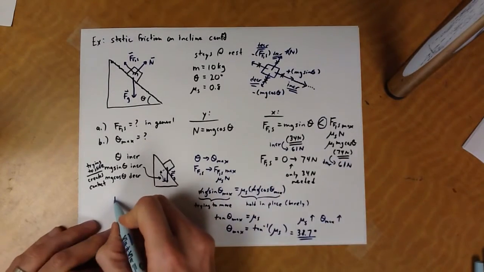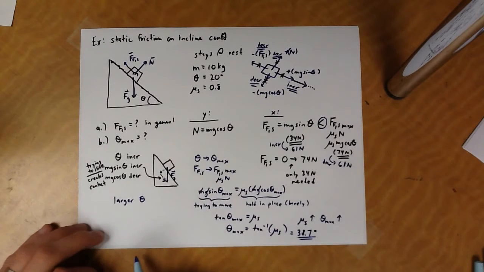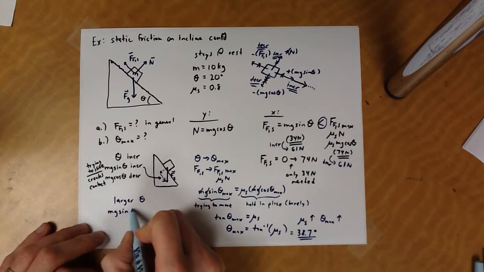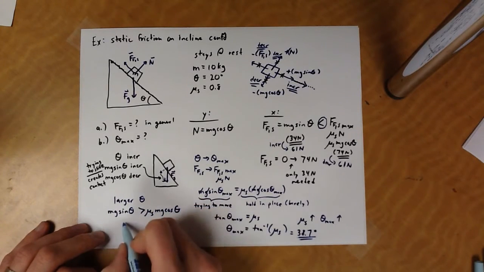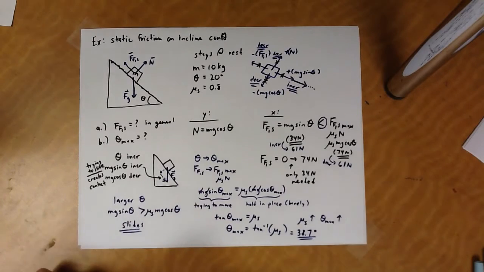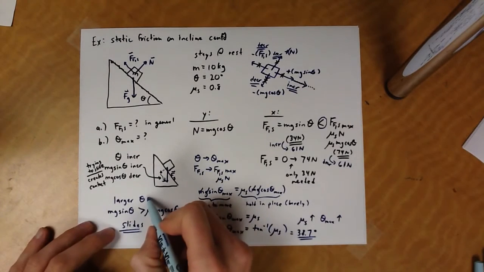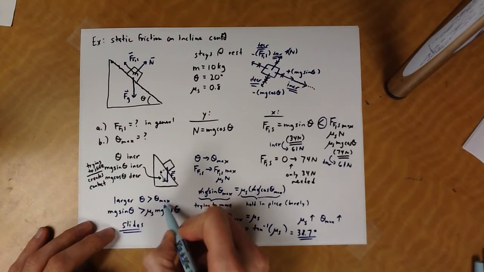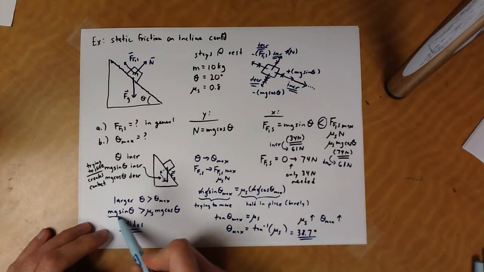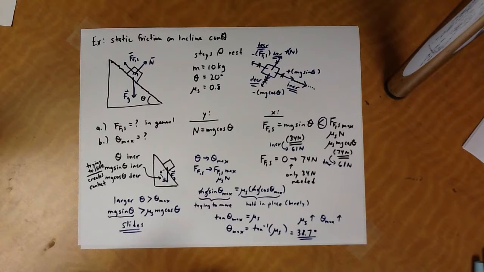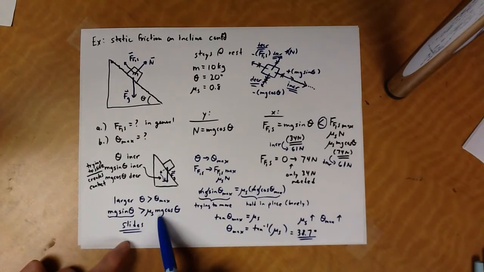For larger angles, what's going to happen is that mg sine theta is even larger, and it's going to exceed the most that friction can hold back, and so it will have to slide. So that's what happens for larger theta. Theta is bigger than theta max. In this case, bigger than 38.7 degrees, something will slide. So if you place it on the incline, it cannot stay at rest. Static friction is not strong enough to hold it in place. The force trying to move it, mg sine theta, is going to be larger than the maximum force available to hold it back.